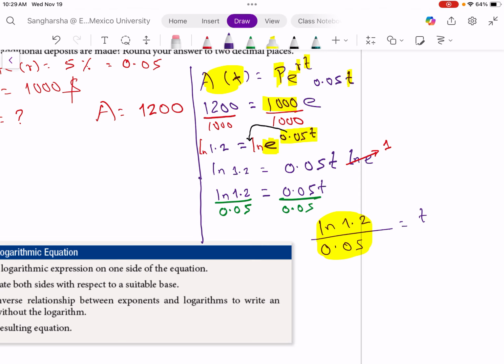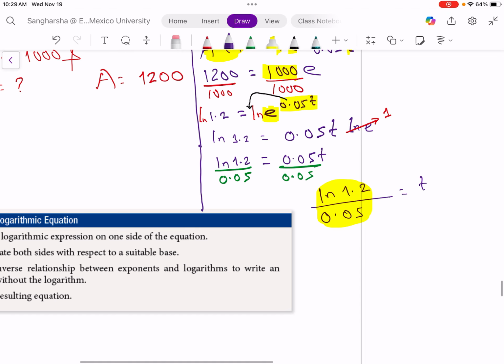So 3.6. Our t is to two decimals, so this is 3.65. So our t is 3.65. So after 3.65 years, $1,000 becomes $1,200. So here, our exponential equation helps us to find the time. Okay, any question?